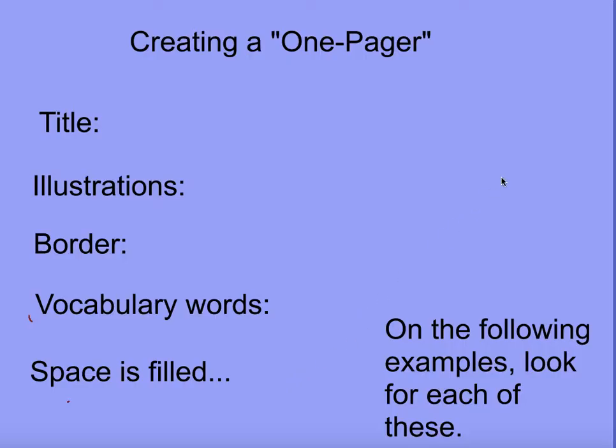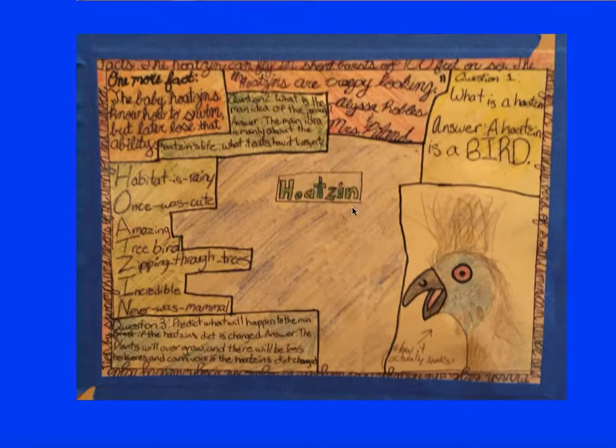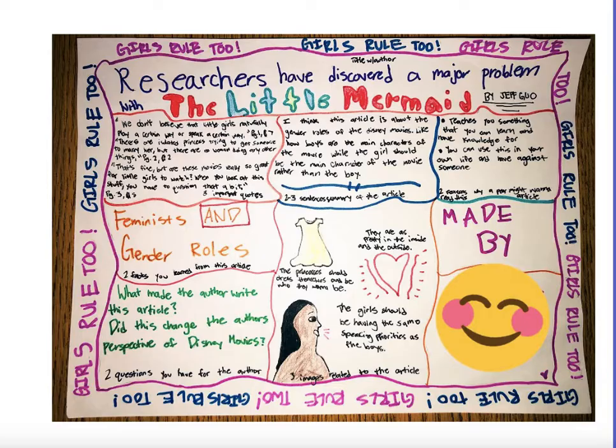So we're going to take a look at some examples and see how different students have done these. Look at how they've organized it. There is not one way, there are many ways, as long as they have all those pieces. This looks like a one-pager about a bird. This person made an acrostic poem. They have a question. Over here they have some facts. All the way along, it tells something cool about the bird. And then there's the illustration.